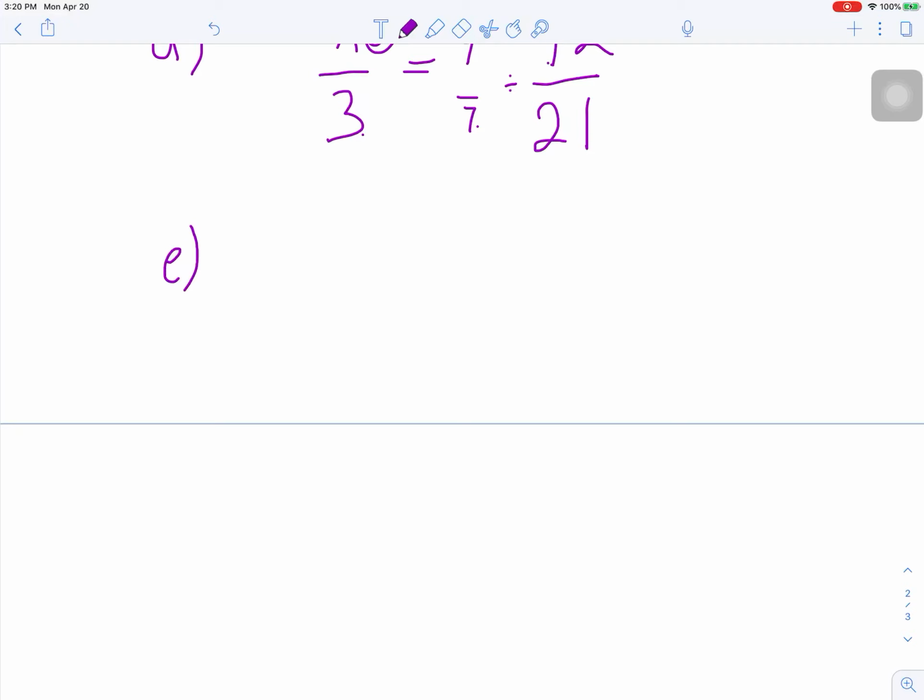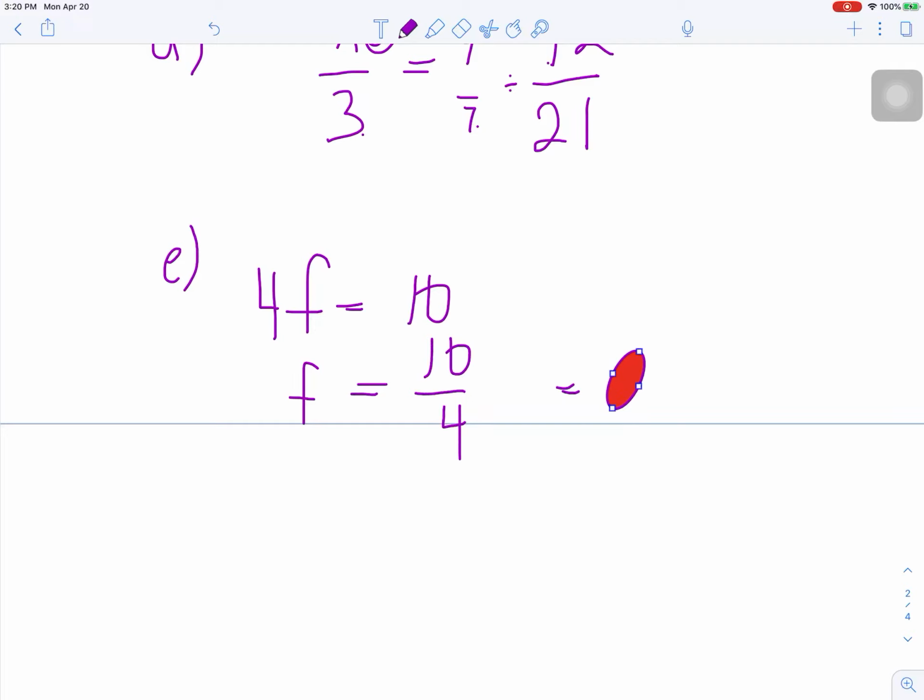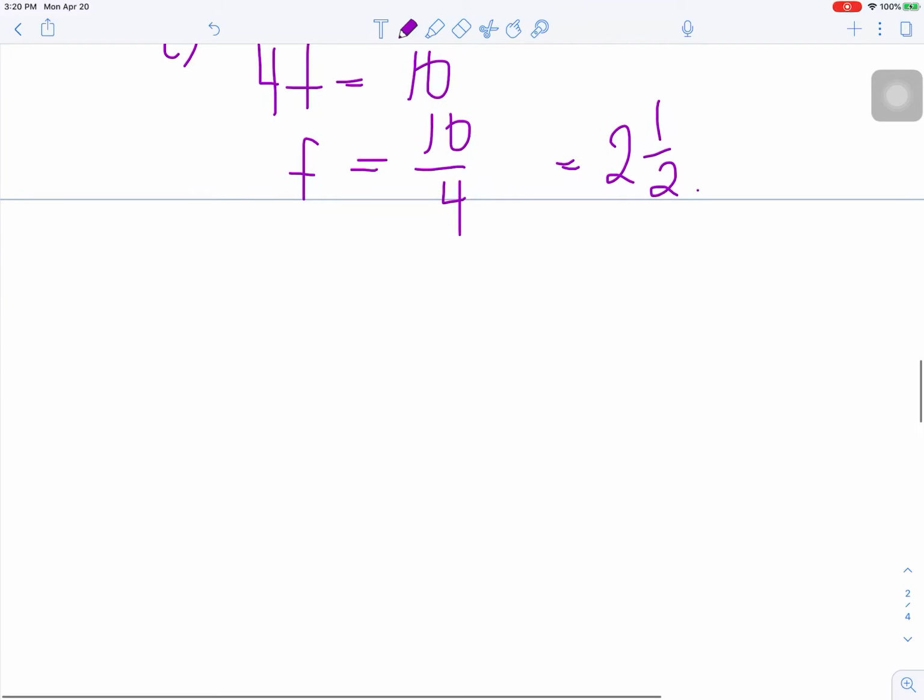E says, these two rectangles are similar. Calculate the scale factor from the smaller rectangle to the larger rectangle. So remember what we did. 4 times your scale factor equals 10, which means that your factor is going to be 10 over 4, which equals 2 and 2/4, which is 2 and 1/2. So there's your scale factor, 2.5.